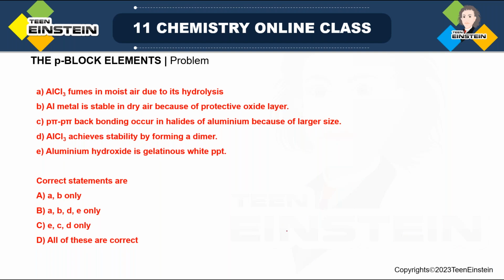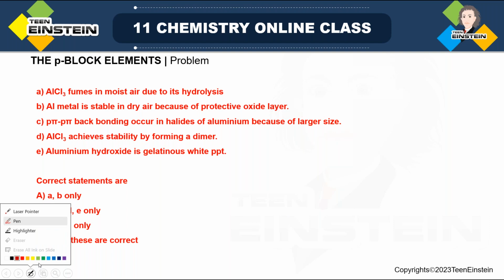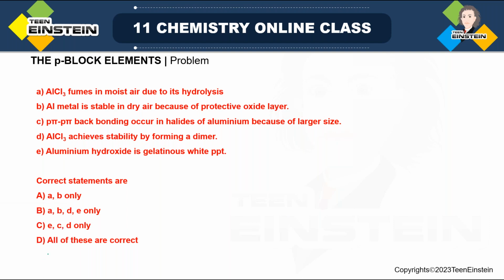Now we solve this question, which is based on AlCl3, and not just AlCl3, some other compounds of aluminium you can also see here. There are a total of 5 statements, A, B, C, D, E. You have to find the correct statement out of these 5. It may be A or B, A, B, D, E, C, D, or all of these. So one by one we will read the statements.